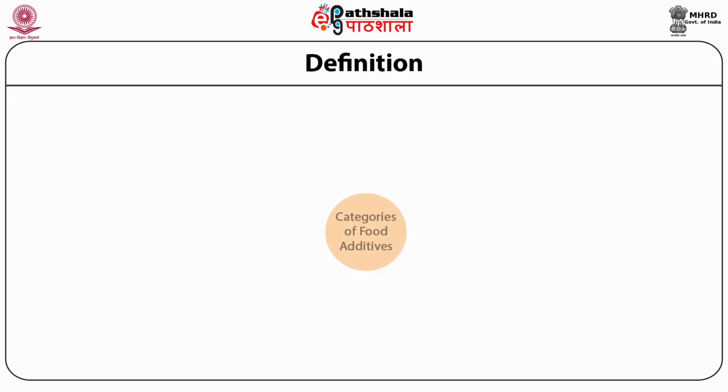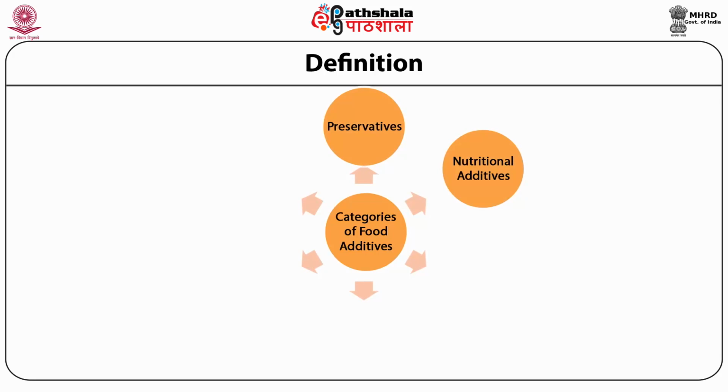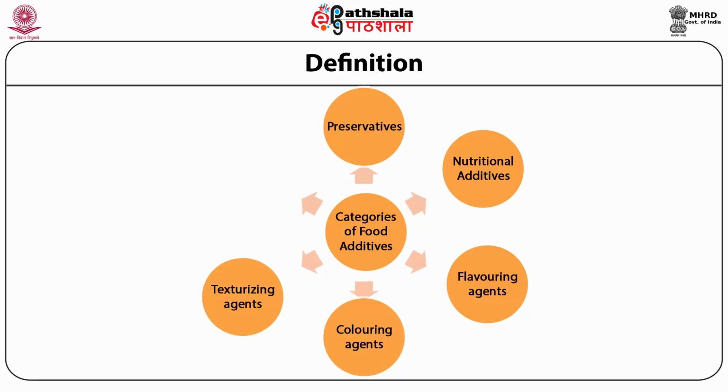Now we'll see categories of food additives. We can segregate food additives into various categories. Food additives may be preservatives. Second category is nutritional additives. Third, they can be flavoring agents. Fourth, coloring agents, fifth, texturizing agents, or they can be miscellaneous additives.